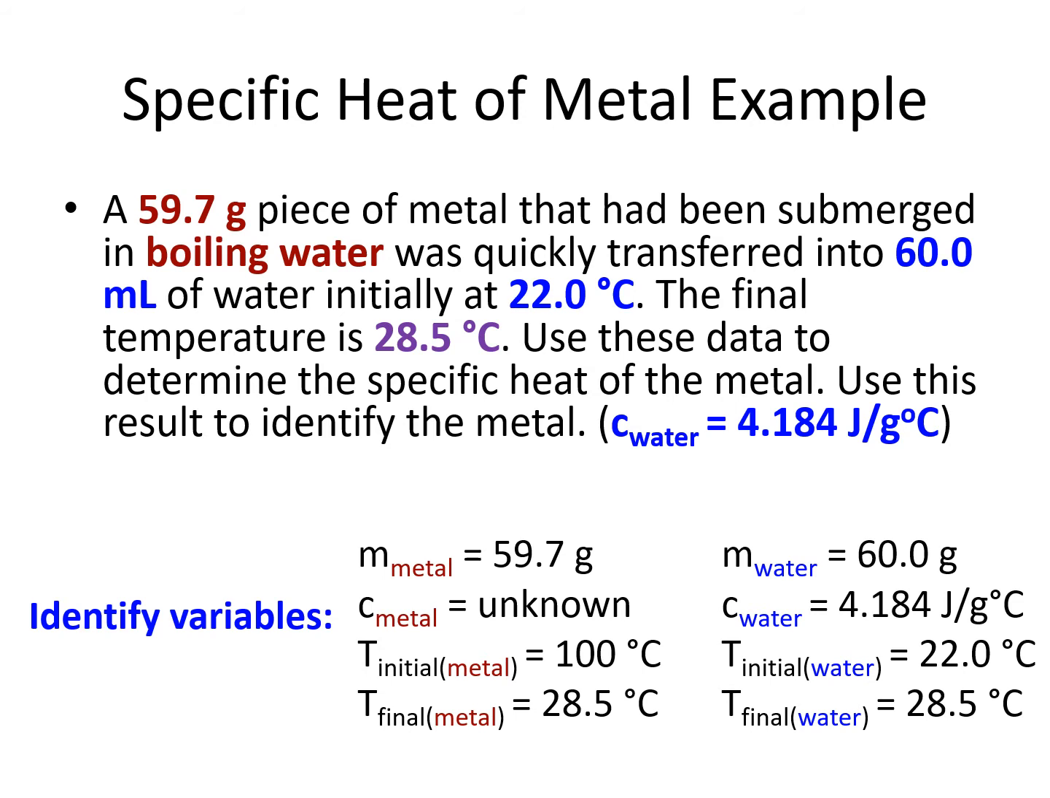The specific heat of the water is given to us in the problem, and that's 4.184. The initial temperature of the water is 22, and that final temperature is again 28.5. So that 28.5 is the final temperature of both the water and the metal.